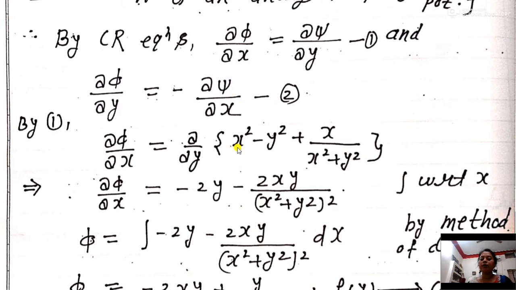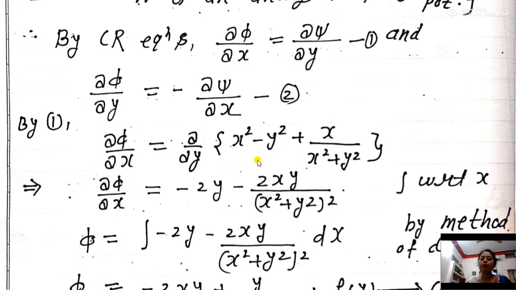The value of psi is x square minus y square plus x upon x square plus y square. So you differentiate this function with respect to y. Then we have del phi by del x is equal to simply minus 2y upon 2xy upon x square plus y square whole square. We have used the formula for f1 by f2 to get this result. Now we have the value of del phi by del x.